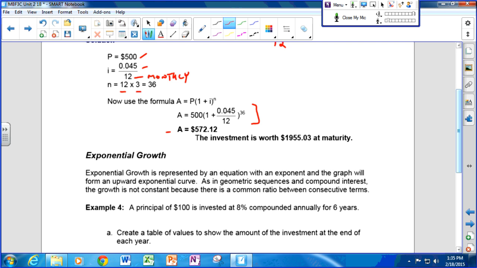Okay. So if somebody wanted to know, well, how much interest did you earn? It's that amount minus the $500 of the original investment. So, you probably look at that and figure out that it's $72.12. So it's not a huge amount of money for 3 years, but you know what? It's $72.12 you didn't have before, right?